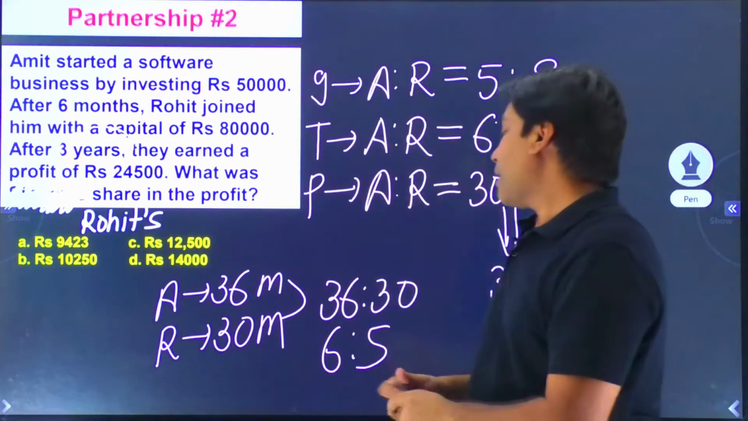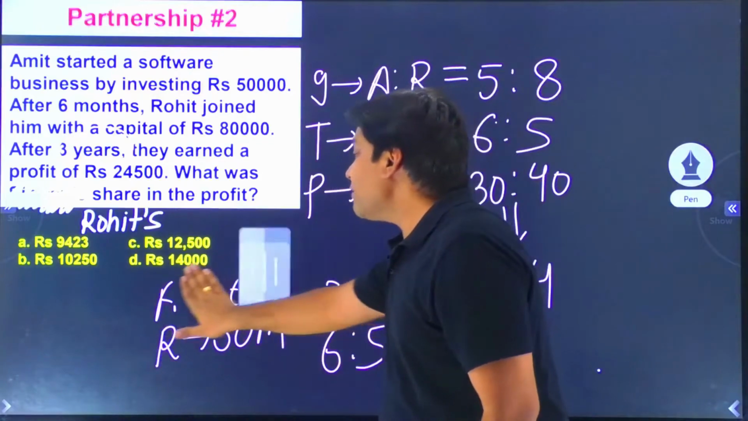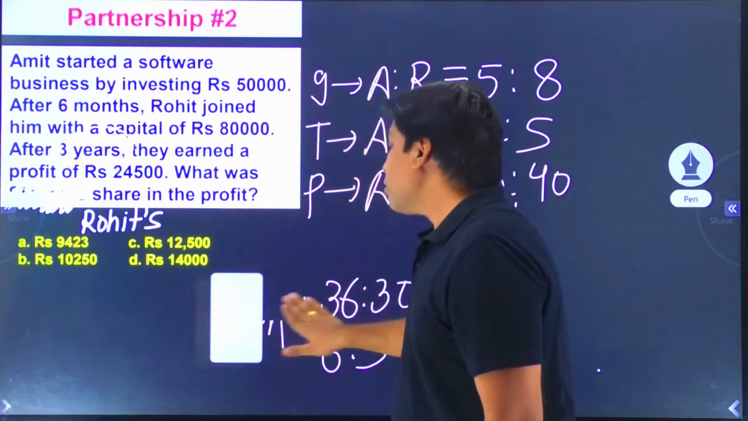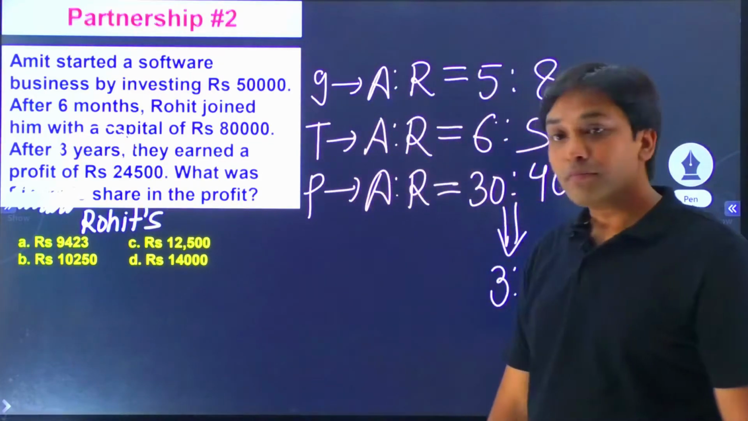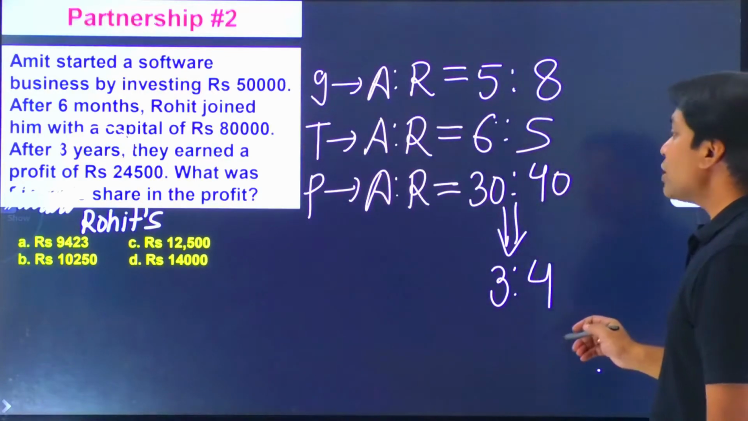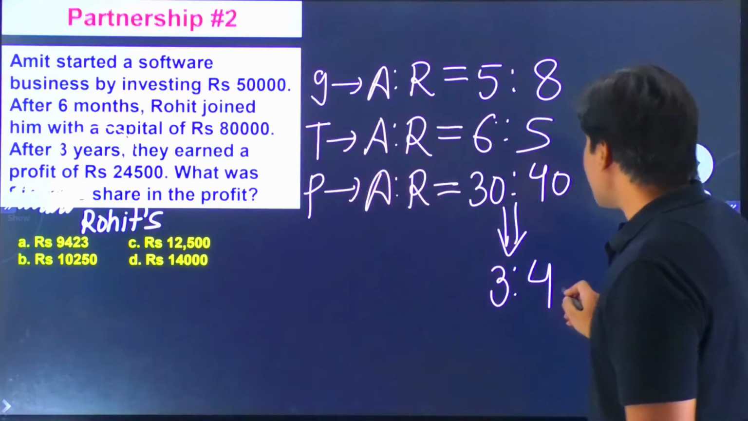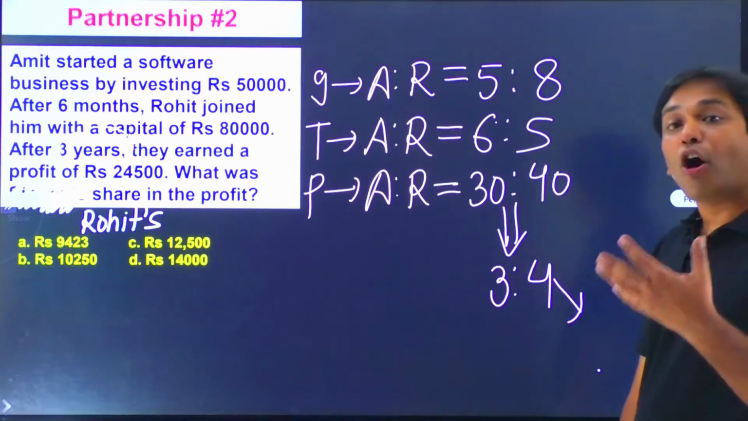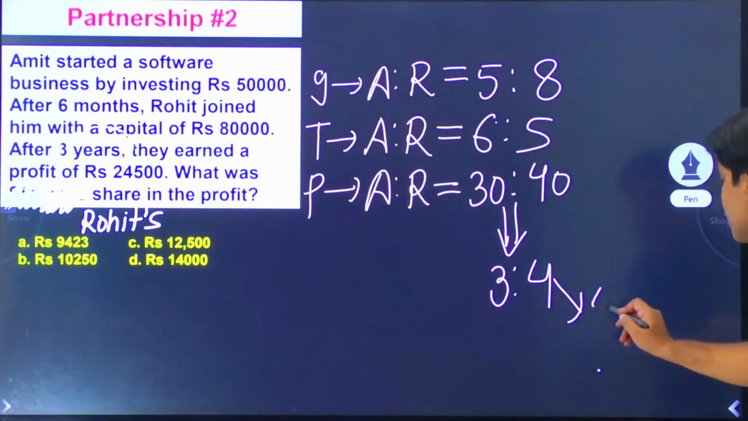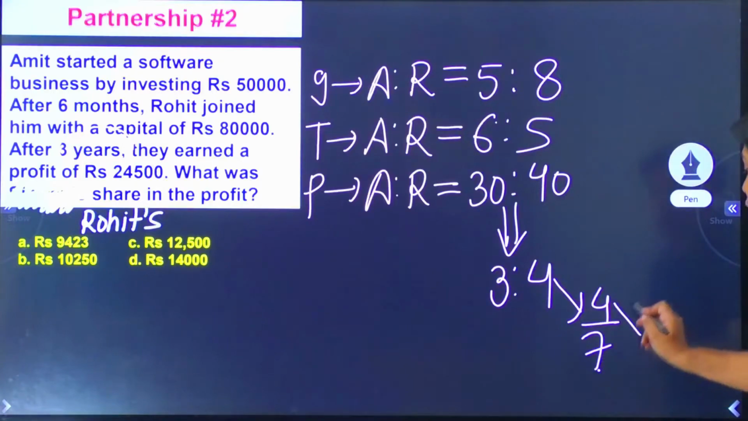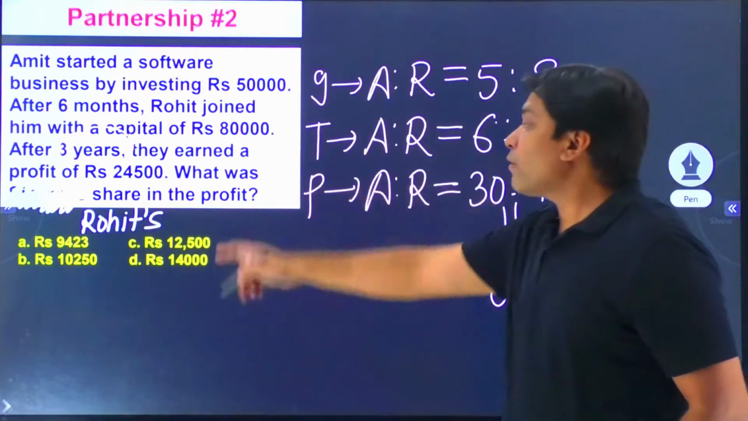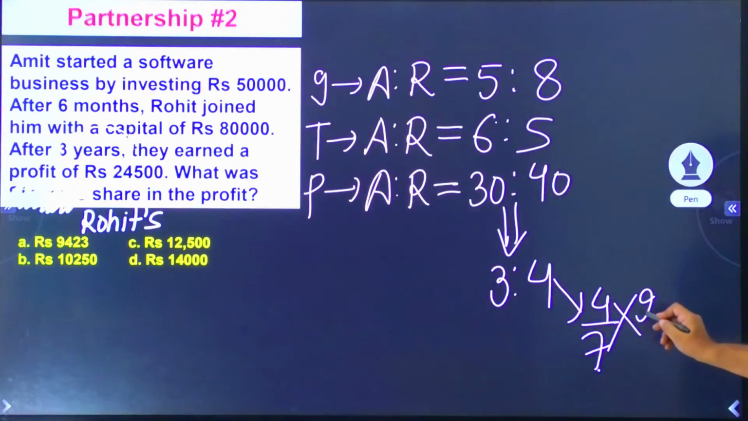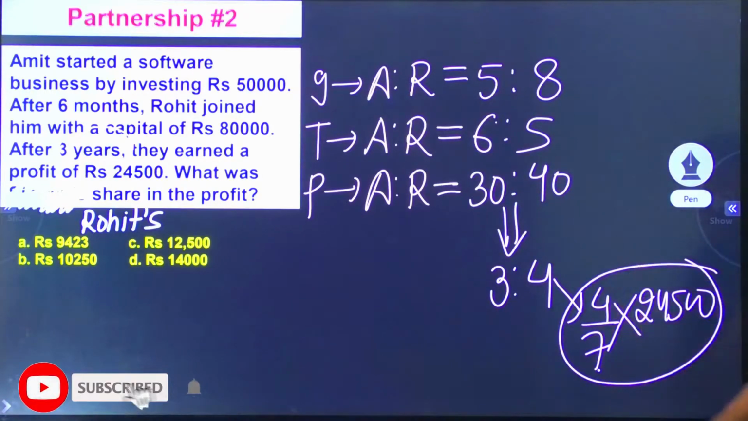Done, your work is finished. If you do the calculation with big values, then you will be in trouble. Okay. Now 3:4, and what are they asking you? They are asking you to find out the share of Rohit, and the share of Rohit is going to be 4/7 of the total profit. The total profit is given to you as 24,500. Would you be able to simplify this? You can do that.